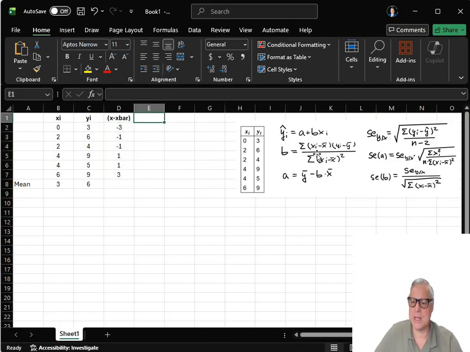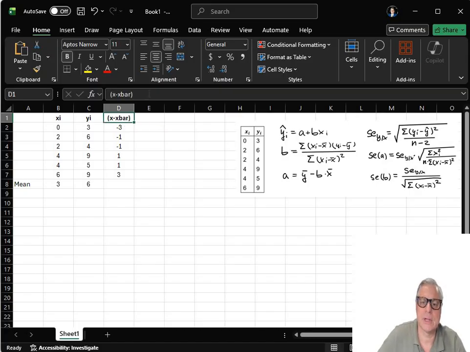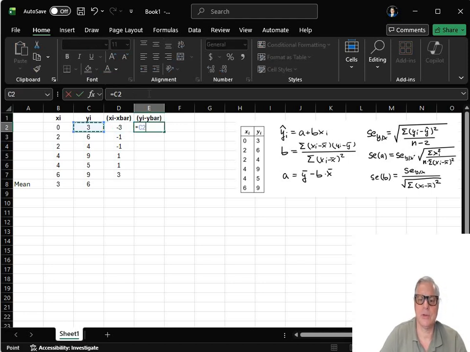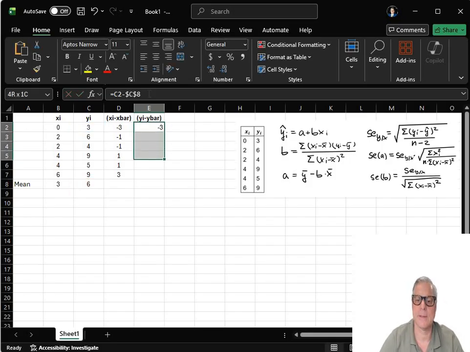So now we need to do the same for yi minus y bar. So yi minus y bar. Okay, so now we go with the cursor into cell C2 where I have the first value of my y's, and I subtract the mean which I have in cell C8, and don't forget to F4 it and put the dollar signs around. And then we copy down the formula, and you see again that the sum is 0.